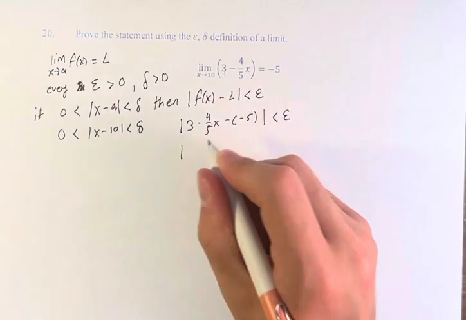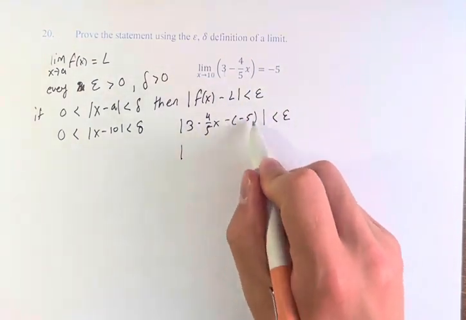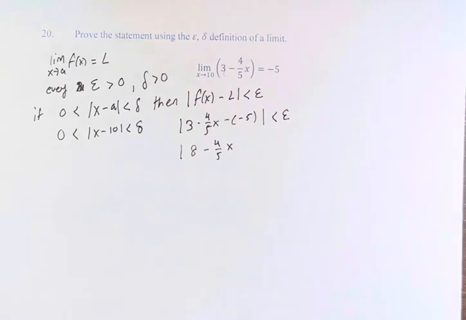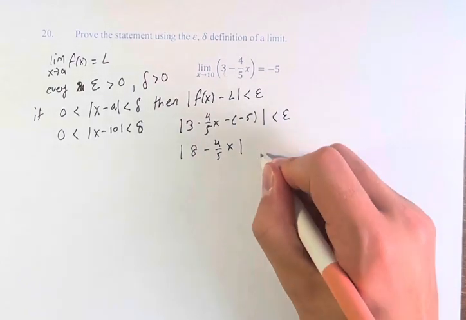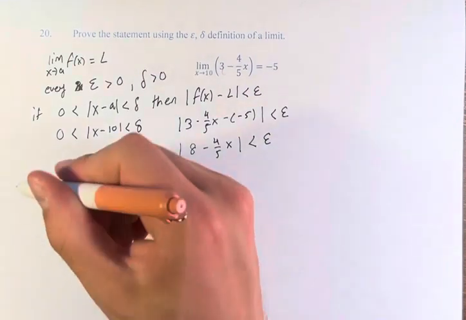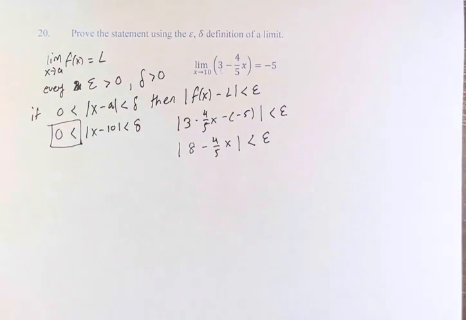So what we have to do here is first we can simplify this. So this is 3 plus negative 5, so that's 8 minus 4/5 x is less than epsilon. So what we need to do is these inequalities need to match. So what we have to do is we have to eliminate this part of the inequality.